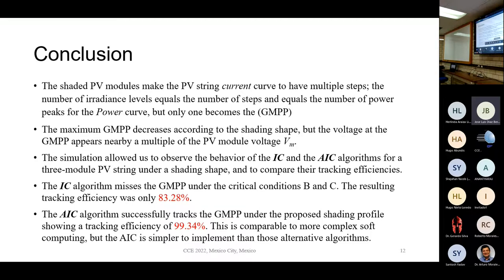To compare the tracking efficiencies, the incremental conductance misses the global maximum power point under critical conditions B and C. The resulting tracking efficiency was only 83.28%. The adaptive incremental conductance algorithm successfully tracks the global maximum power point under the proposed shading profile, showing a tracking efficiency of 99.34%. This is comparable to more complex soft computing, but the AIC is simpler to implement than those alternative algorithms.